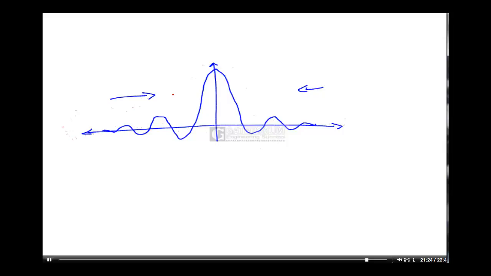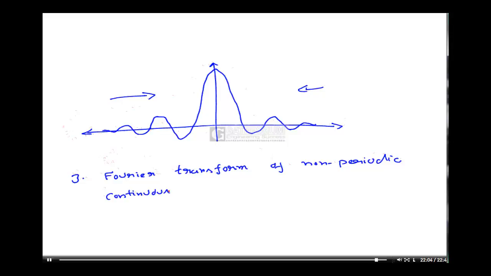So these are the two different things which happen depending on the pulse width increase and decrease. Here the only variable is pulse width. Magnitude anyway is a variable, but the magnitude variable will not have any effect on the frequency domain. Neither will it compress nor expand, but only the magnitude at f equal to 0 will increase. The third point we have observed is that the Fourier transform of a non-periodic continuous time signal is continuous and non-periodic.